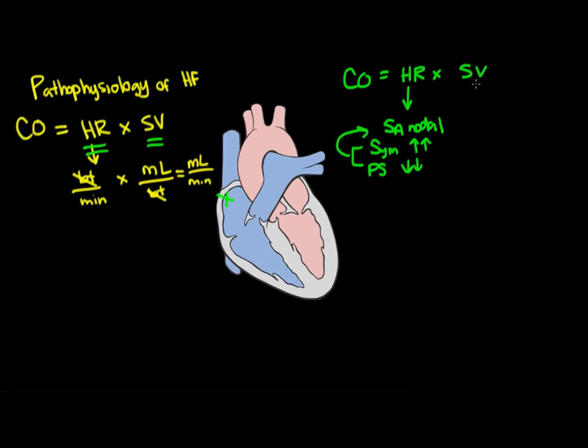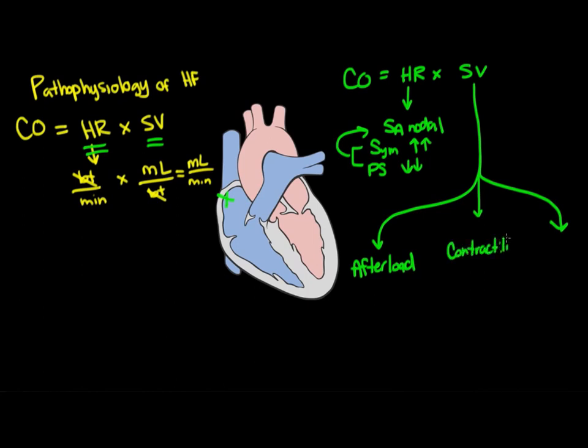Now, stroke volume is not quite as straightforward and is actually composed of three different things that determine how much blood you're going to pump out with each beat. And so the first one we're going to talk about is afterload. And I'm going to define these terms in a second. The second one is contractility. And the final one is known as preload. And you'll also see this as EDV, or end diastolic volume. So let's go over what each of these mean.